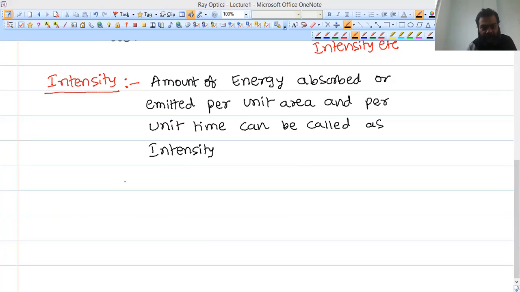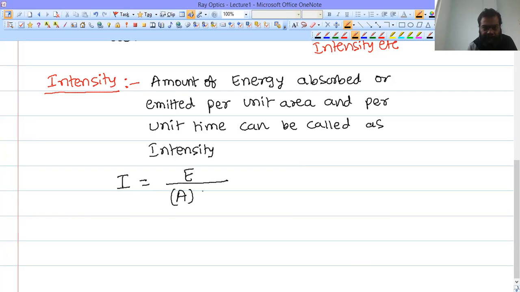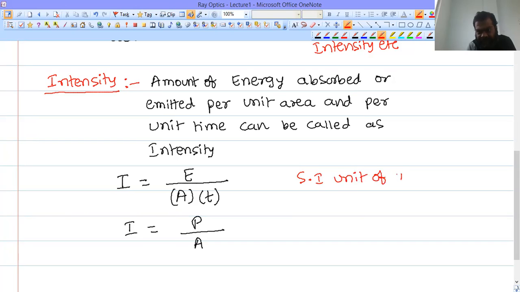The mathematical formula: intensity is indicated with I, that is energy emitted or absorbed per unit area and per unit time. Since energy by time is power, and energy is in the form of work done, work done by time is the rate of doing work. So intensity is power by area. The SI unit of intensity is watt per meter square.